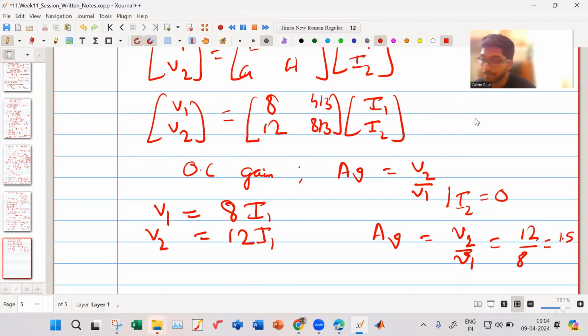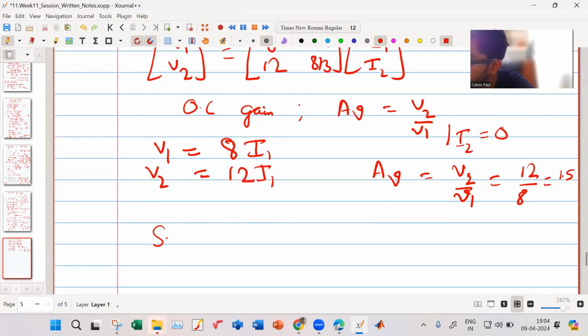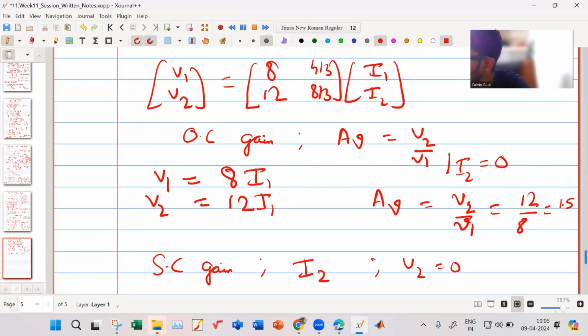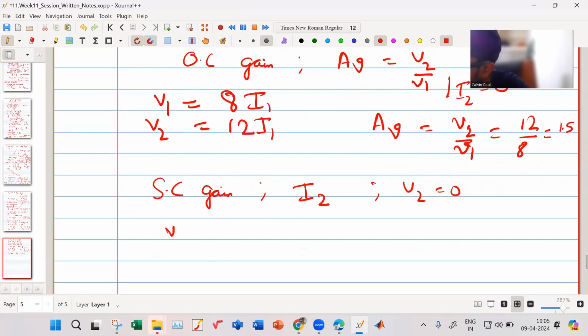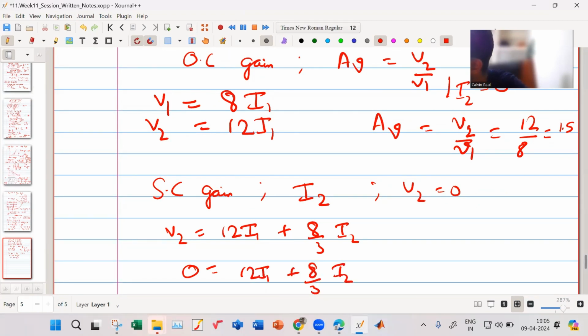They're telling to find the short circuit gain. In the short circuit gain, what do I have to consider? I have to consider I2 is there and V2 is equal to 0. Okay, my V2 is 0. Short circuit gain. So V2 is 0. If my V2 is 0, what do I have? I know V2 is equal to 12 I1 plus 8 by 3 I2. So V2 is 0. So 0 is equal to 12 I1 plus 8 upon 3 I2.